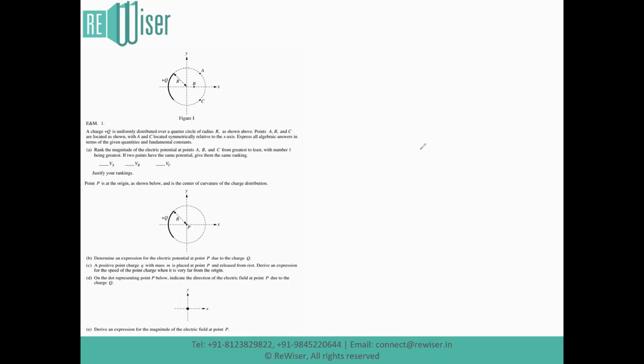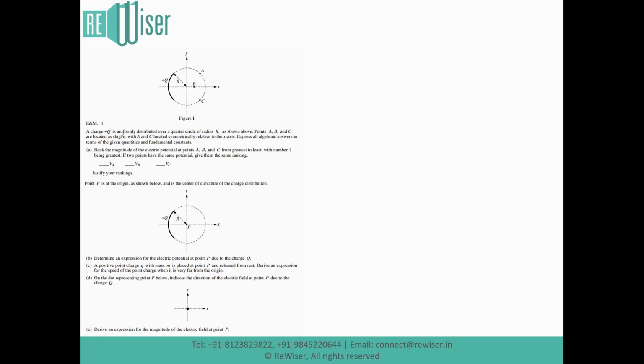So let's start. A charge plus Q is uniformly distributed over a quarter circle of radius capital R as shown above. Points A, B, and C are located as shown, with A and C located symmetrically relative to the x-axis. Express all algebraic answers in terms of given quantities and fundamental constants. Let's move on to part A of the question.